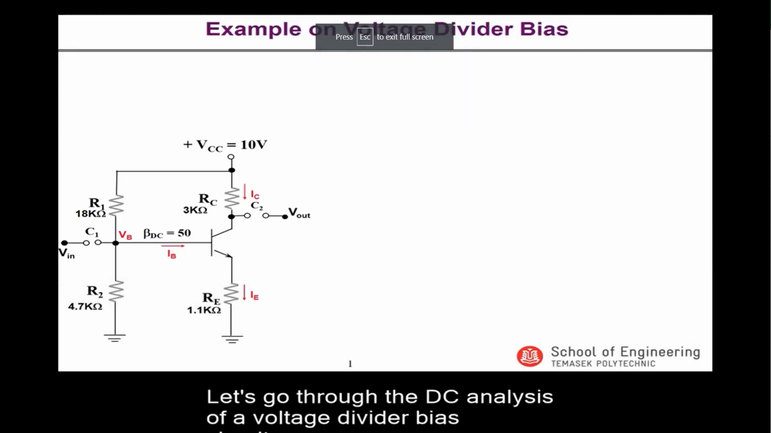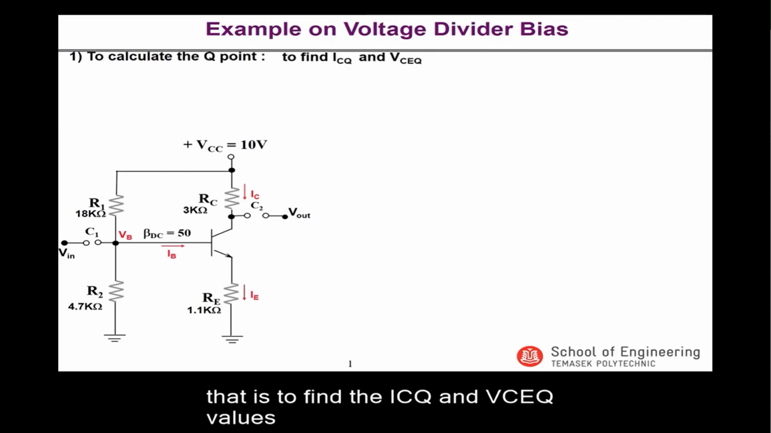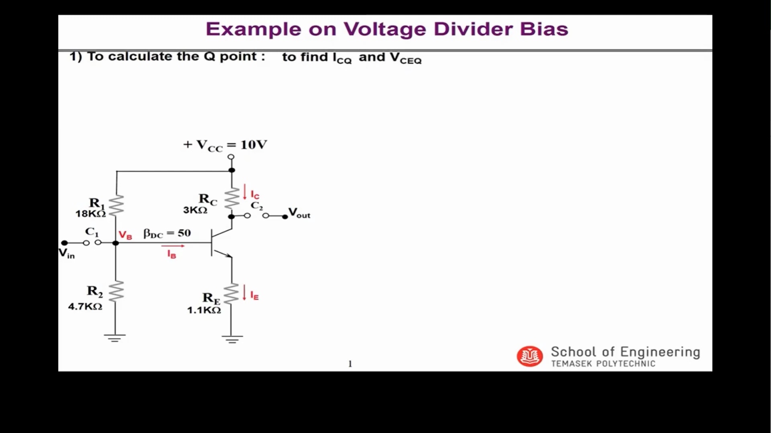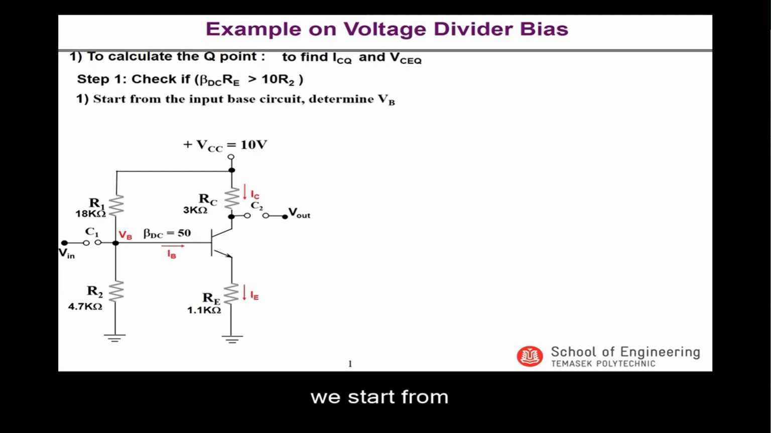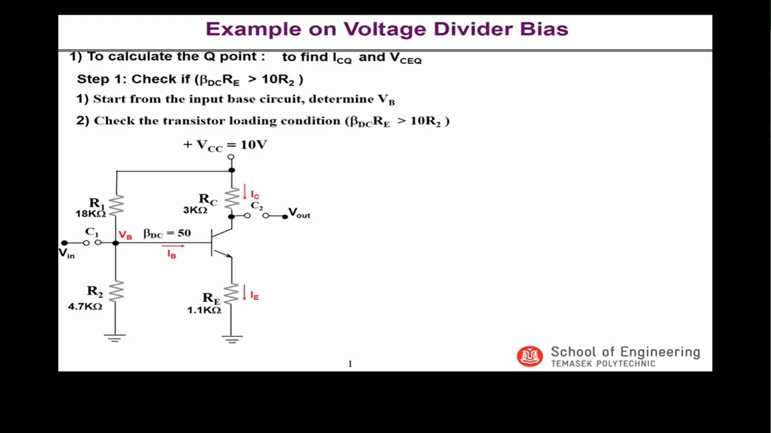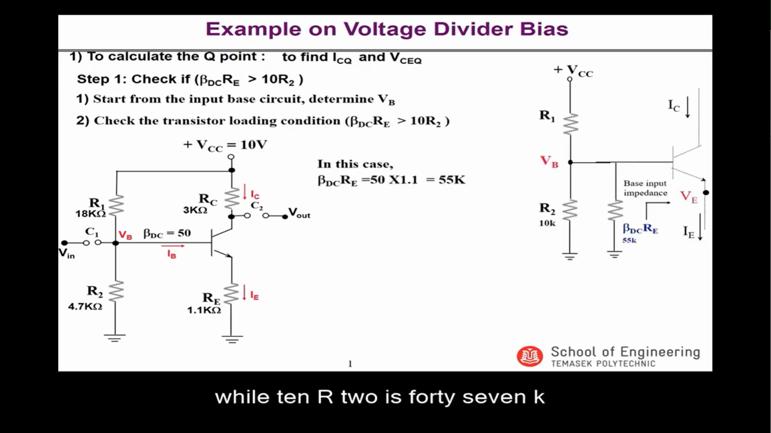Analysis of a voltage divider bias circuit. Before calculating the Q point, that is, finding the ICQ and VCEQ values, we need to check if Rin base is greater than 10 times R2 first. That is, we start from the input base circuit that is used to determine VB and check the transistor loading condition. In this case, Rin base is calculated to be 55K while 10R2 is 47K.